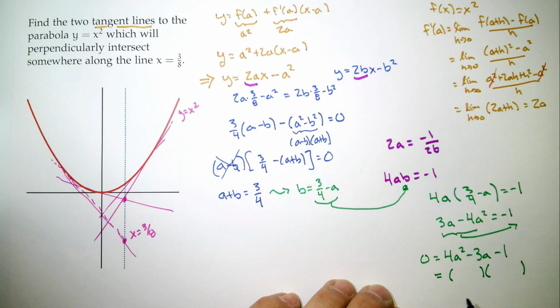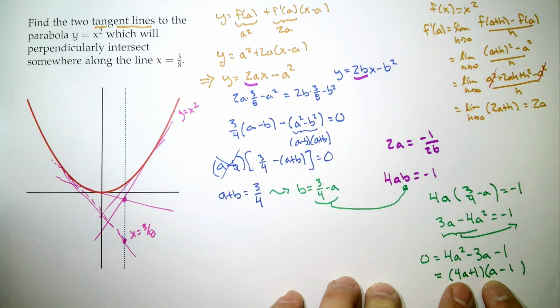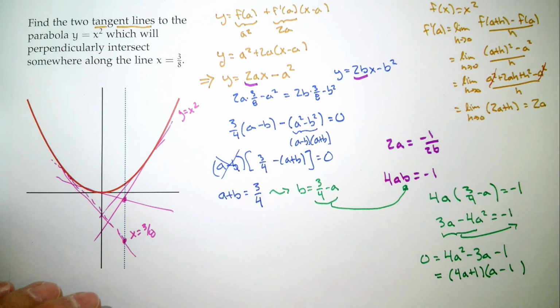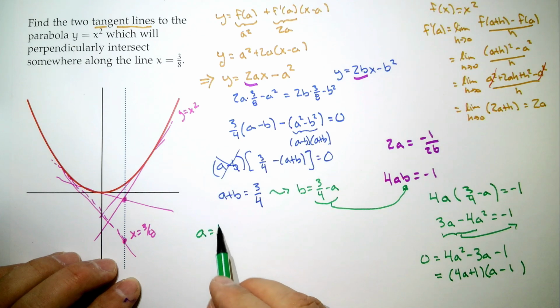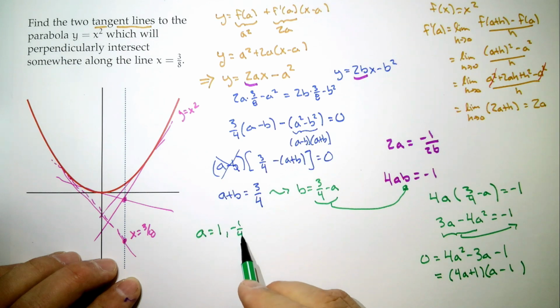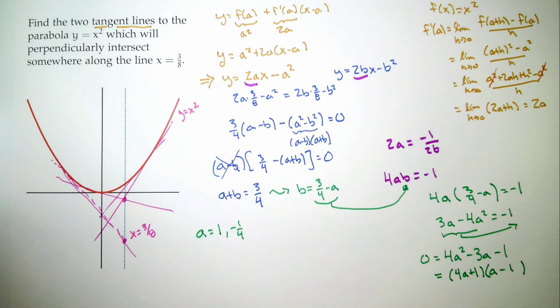What does it factor as? 4a, you said 4a plus 1, a minus 1. Well, let's check. 4a squared, that's good. Minus 4a plus a, minus 3a, right? And then minus 1. So, what do we get for a? Well, we get a equals 1 or negative 1/4. Now the question is, what's the right answer? The answer is they're both right.